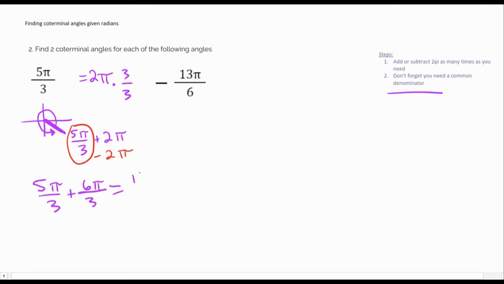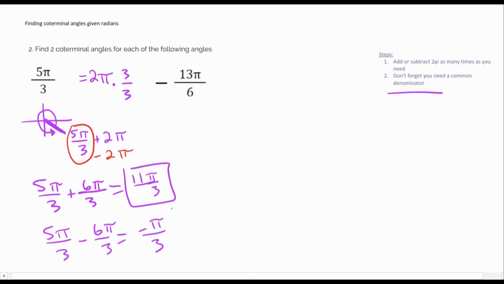So one coterminal angle would be adding 6 pi over 3, which gets us 11 pi over 3, and that is one coterminal angle. If I wanted to, I could also subtract. So if I do 5 pi over 3 minus 6 pi over 3, that gives me negative pi over 3. And that is two coterminal angles in radians to 5 pi over 3.